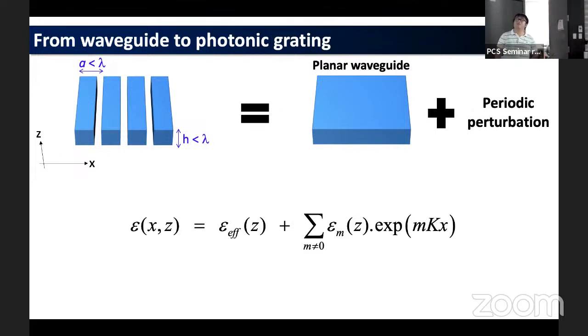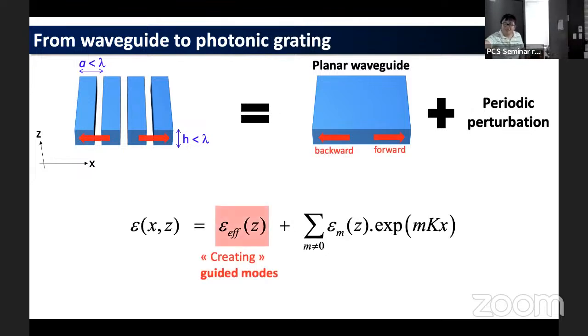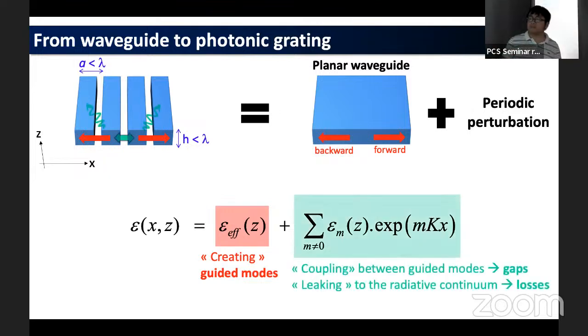We will approximate this grating as a planar waveguide given by the zero order of the Fourier series. For this planar waveguide, we know very well how to solve the Maxwell equation to obtain guided modes, propagating forward and backward, and then put on top periodic perturbations given by this part.